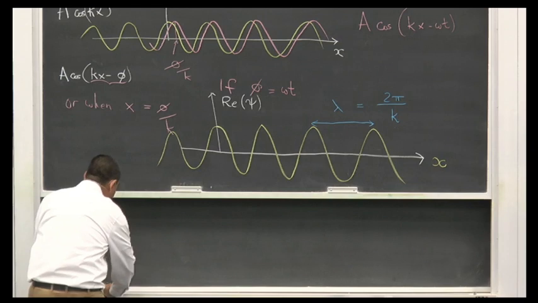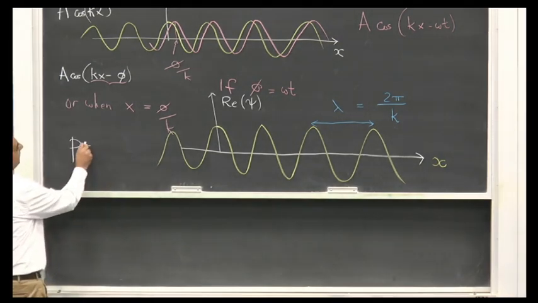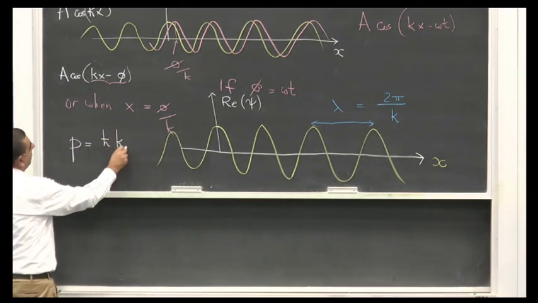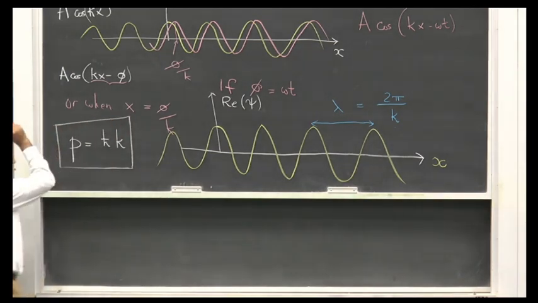So, a particle, p equals h bar k. This is the de Broglie relationship.